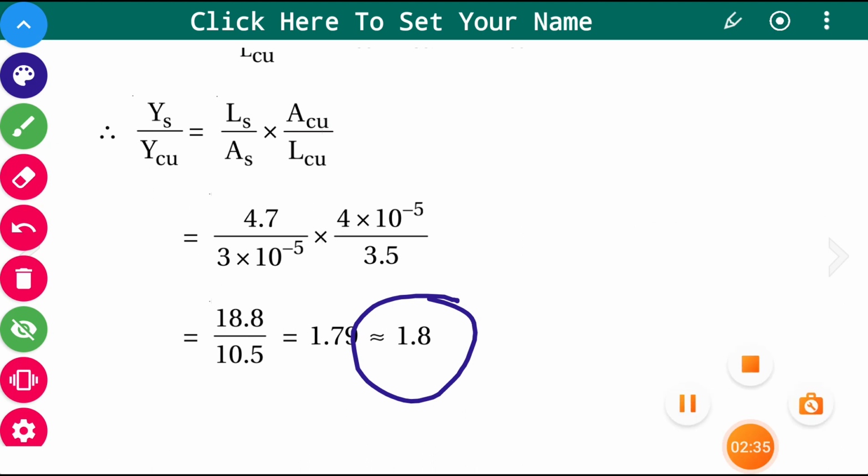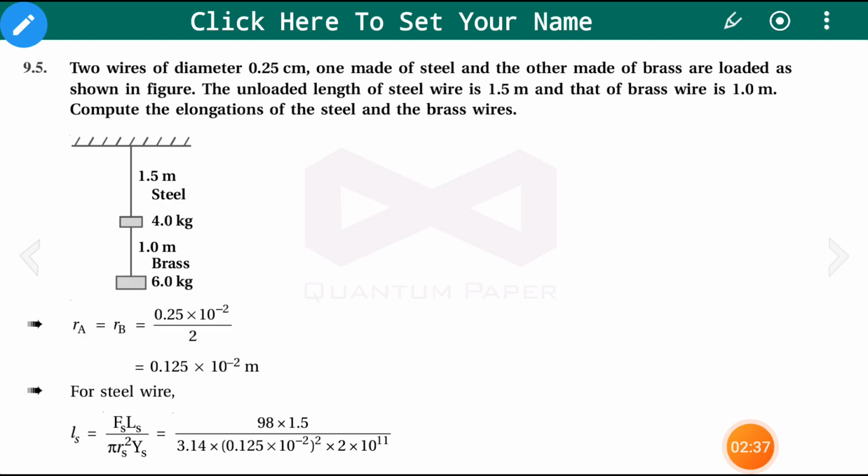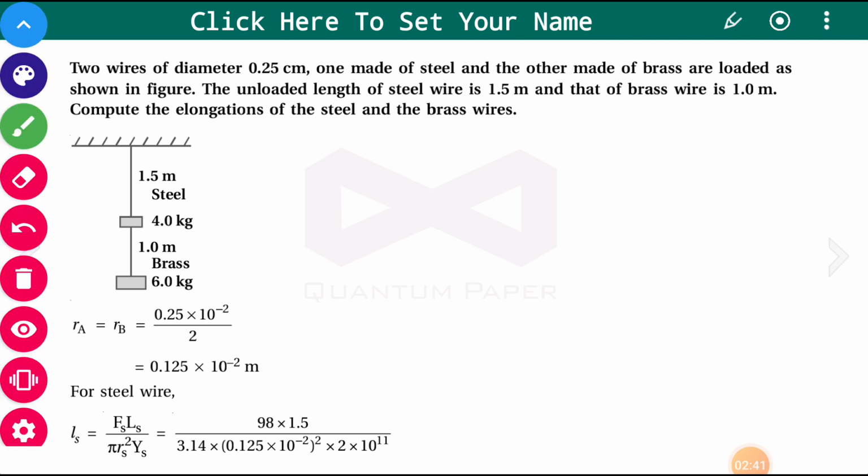Now numerical number 5. Two wires of diameter 0.25 centimeter, one made of steel, the other made of brass, are loaded as shown in this figure. The unloaded length of steel wire is 1.5 meter and that of the brass is 1 meter. So the initial length of both the wires is given. Find the elongation of the steel and the brass wire.